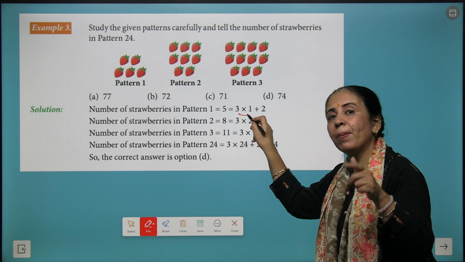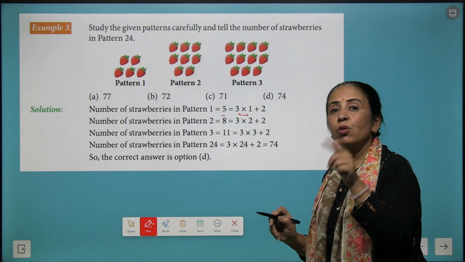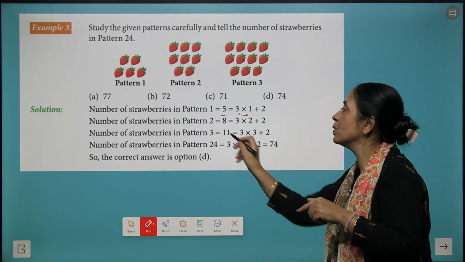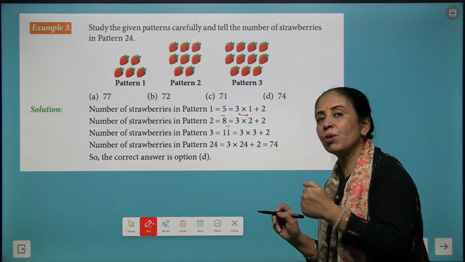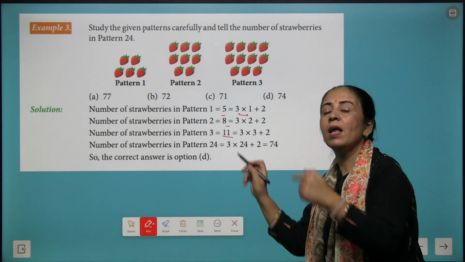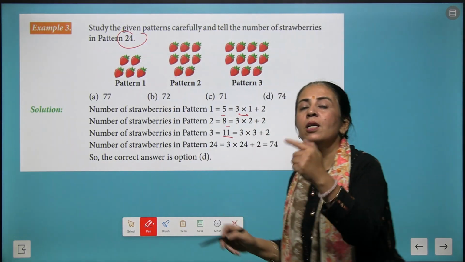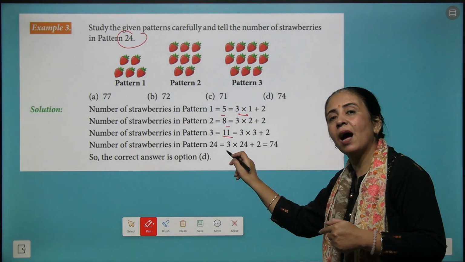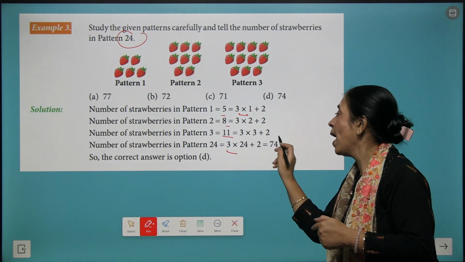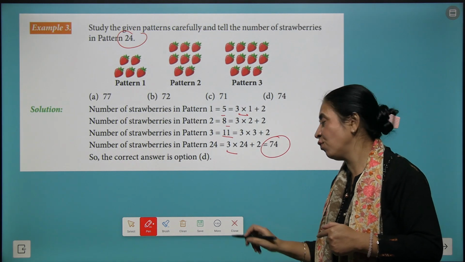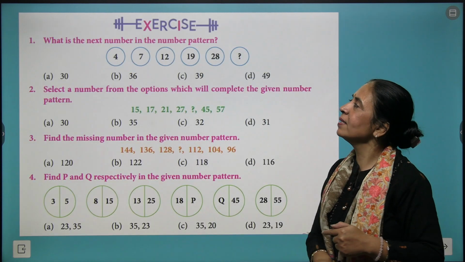3 times 1 plus 2 gives you 5. 3 times 2 plus 1 gives you 8. 3 times 3 plus 2 gives you 11. Now we need to find the 24th pattern. So we write down 3 times 24 plus 2 and we got 74 as the correct answer.